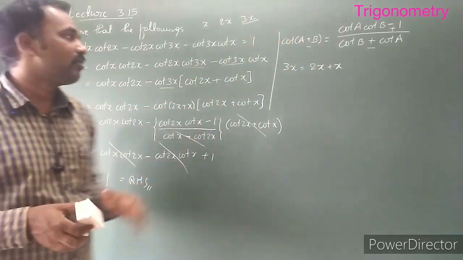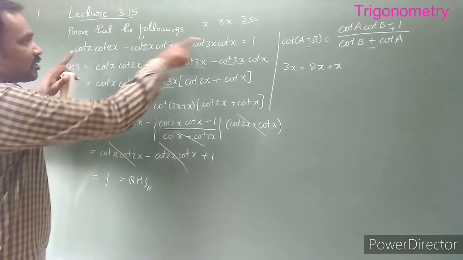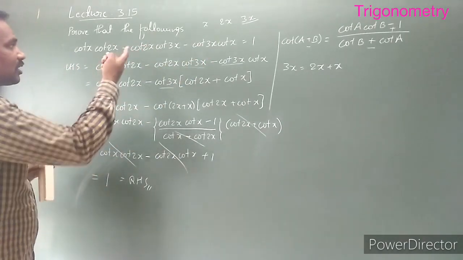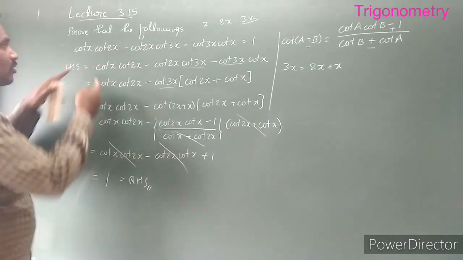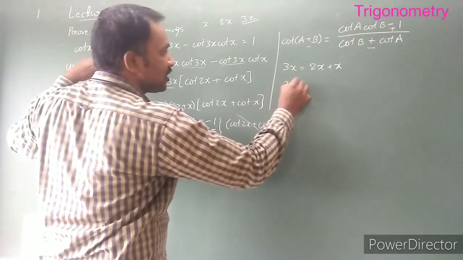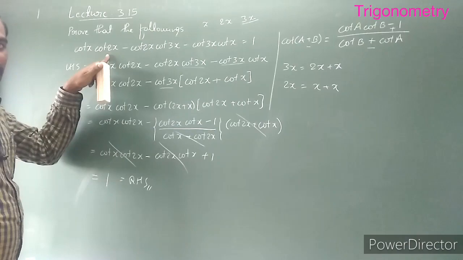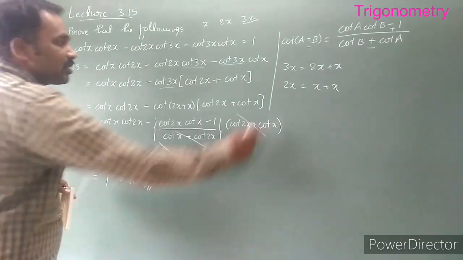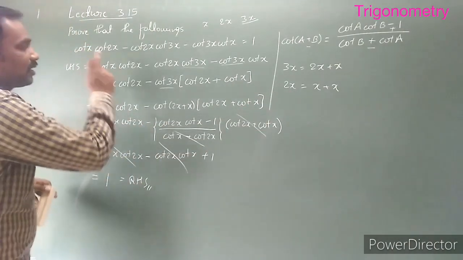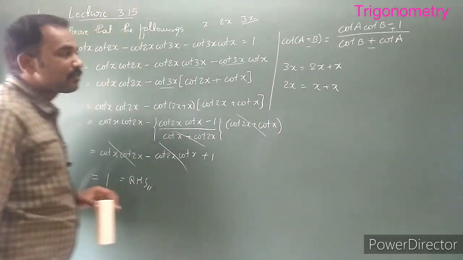How do we take this one problem? You have to observe it. What is the suitable formula we can use? Cot can be expanded. Cot of 2x can be replaced as cot of x plus x. No problem, because we don't know a multiple angle formula for the cot ratio, cot of 2x can be replaced as cot of x plus x.